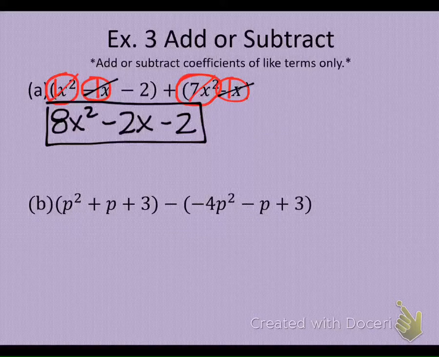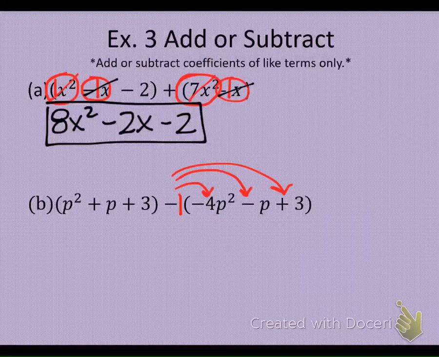Now again, there is an understood what behind that negative sign? 1. A 1. And if there's a number in front of a parenthesis, what am I supposed to do with that number? Multiply. Give me the other word. Distribute. Distribute it. So technically, I am supposed to sit here and distribute negative 1. Negative 1 times negative 4p squared. Negative 1 times negative p, and negative 1 times 3. So I want this in your notes.